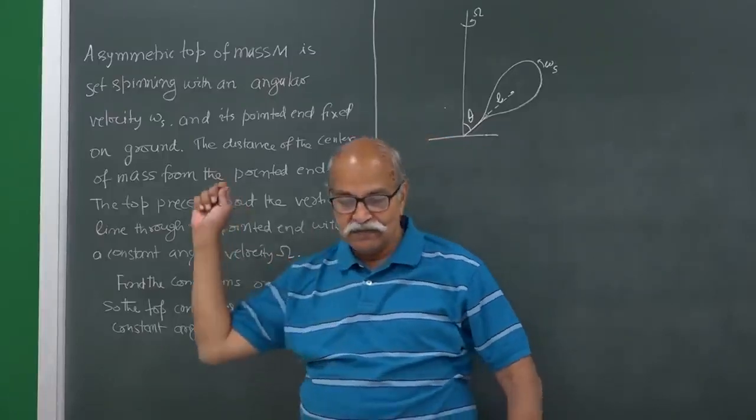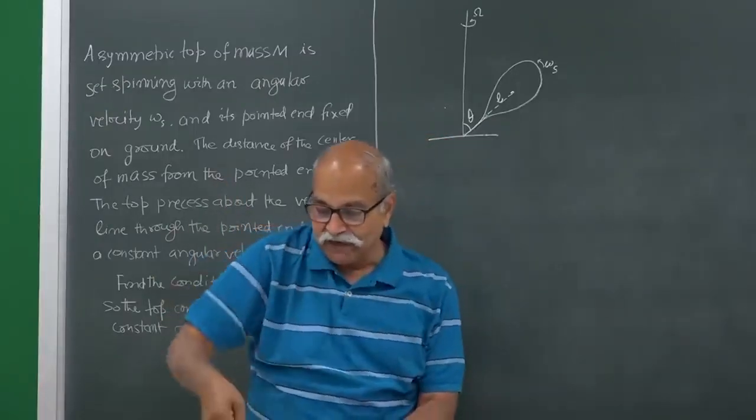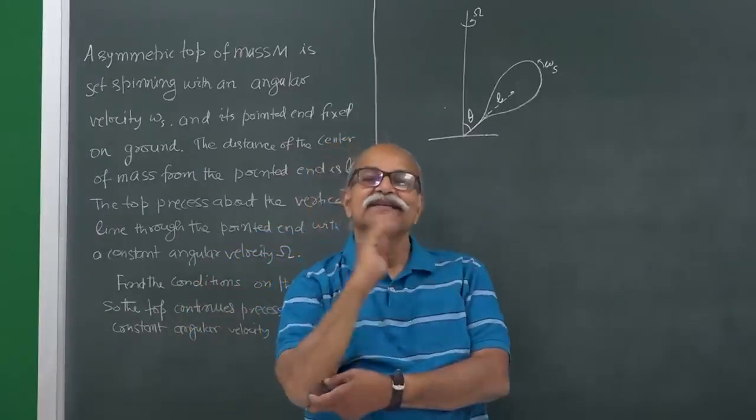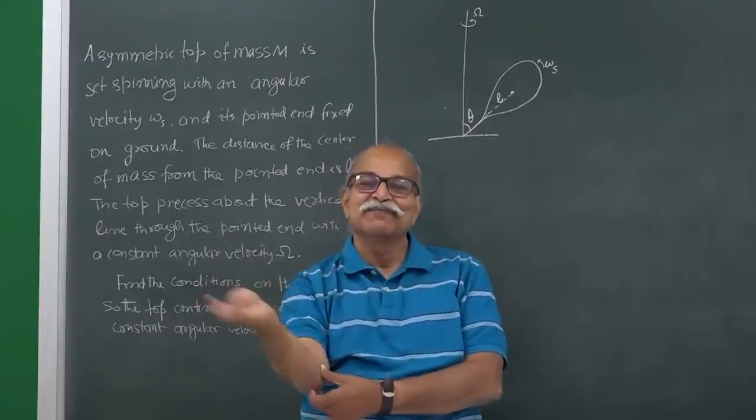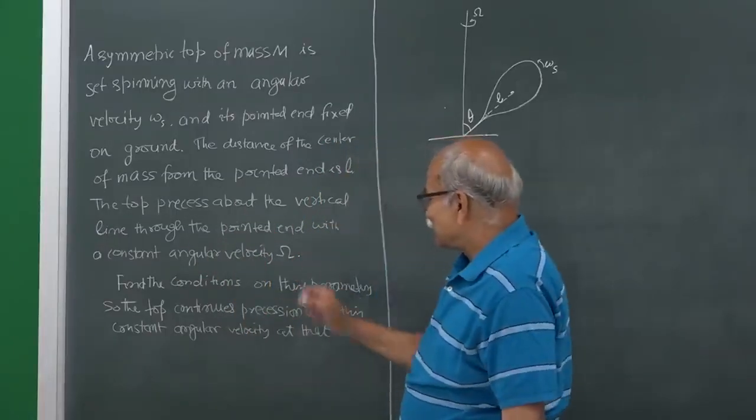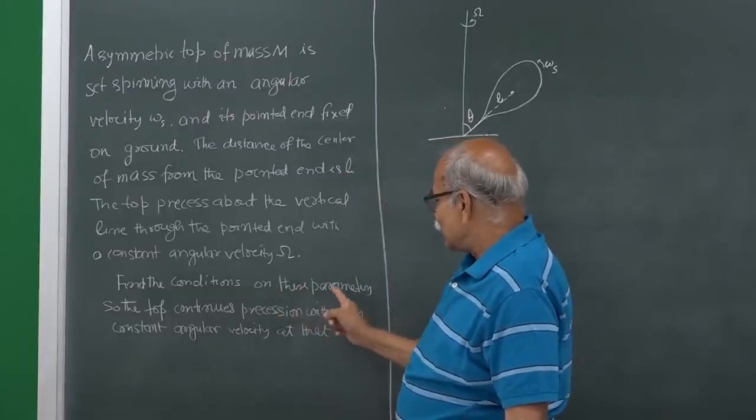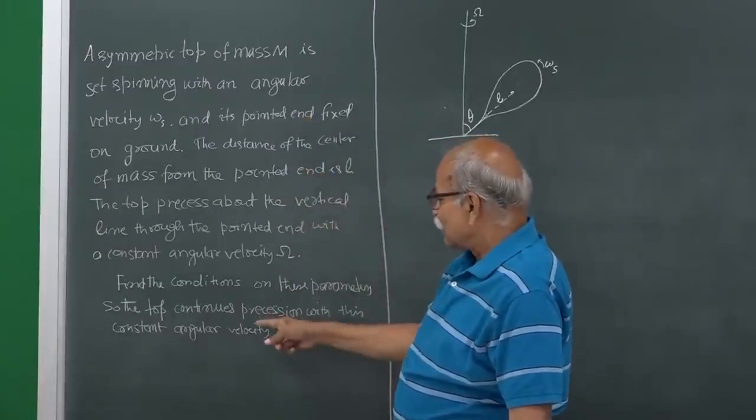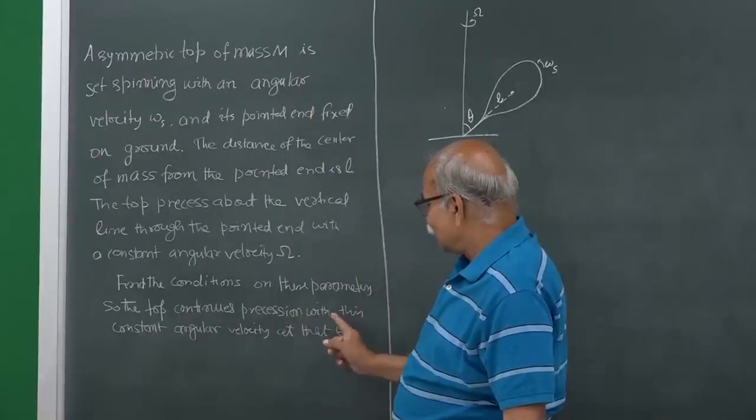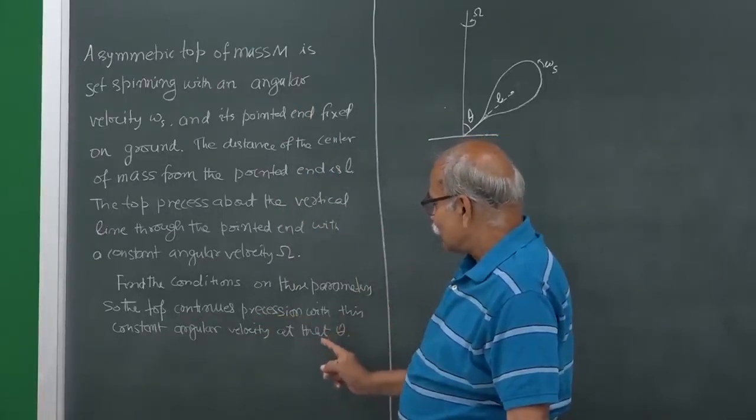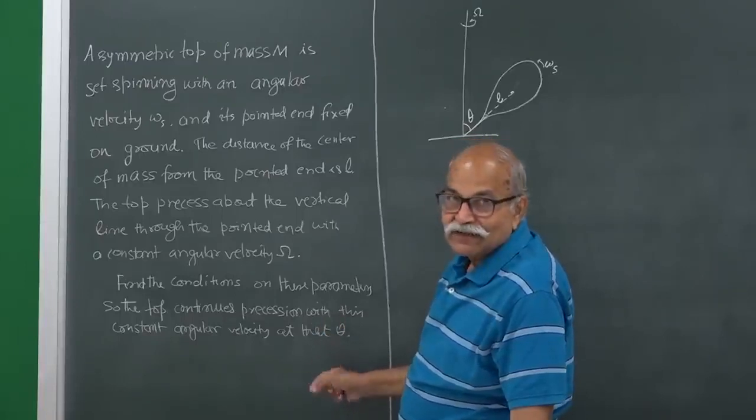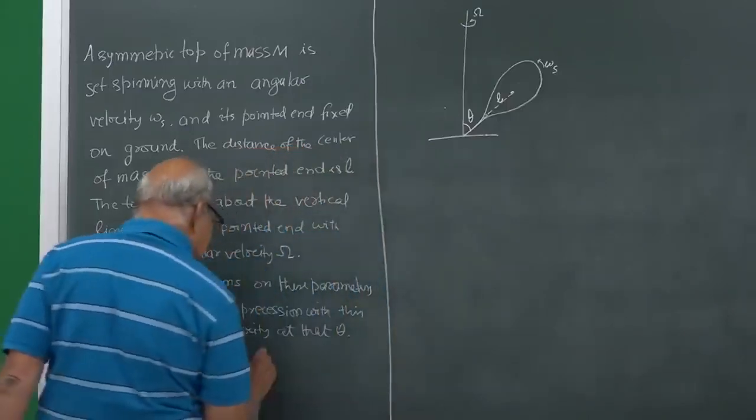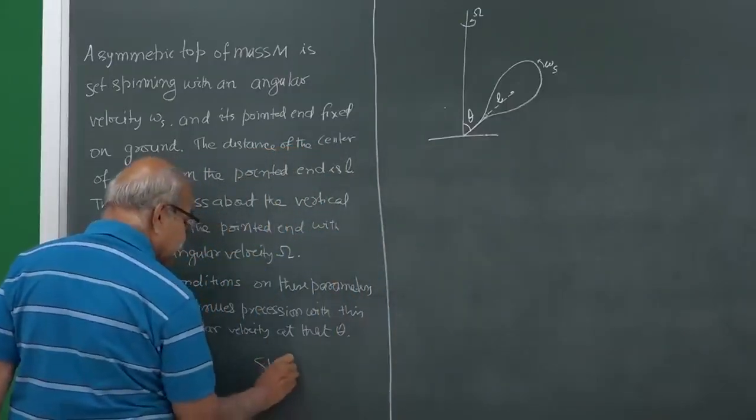So, when children play like that, it spins very fast, and then if it is at some angle to the vertical, it keeps spinning and it precesses. So, that kind of situation is there. Find the conditions on the various parameters which are there in the problem, so that the top continues precession with this constant angular velocity at that theta. This is also known as steady precession.